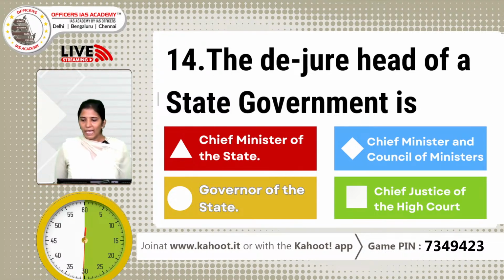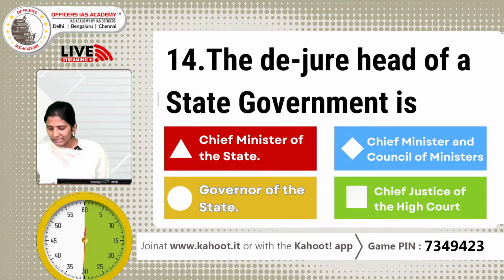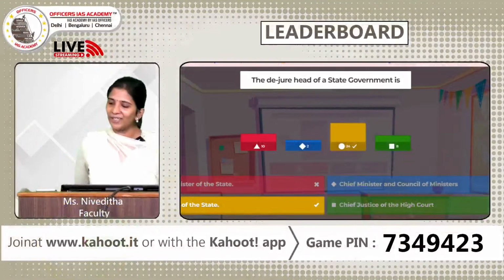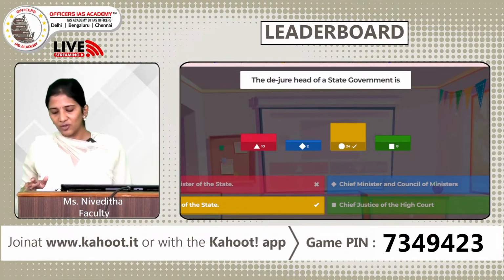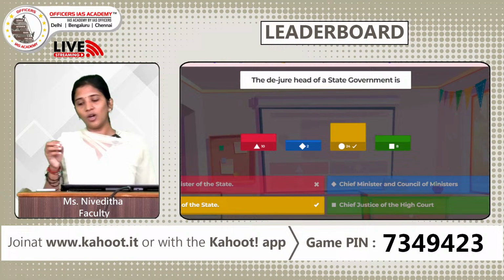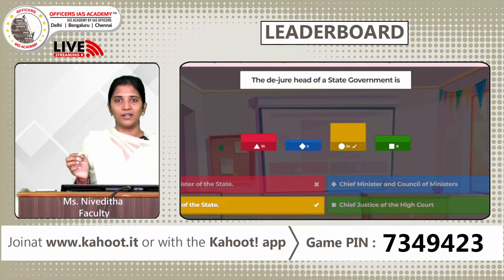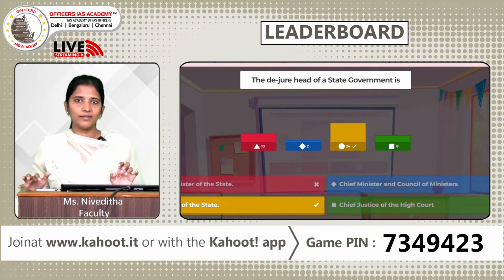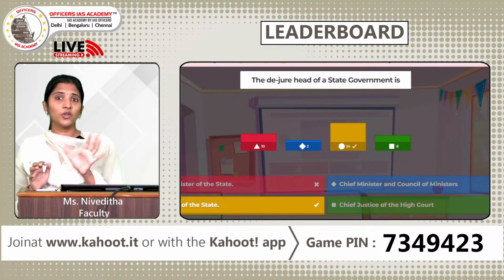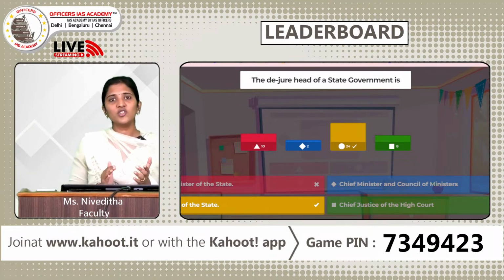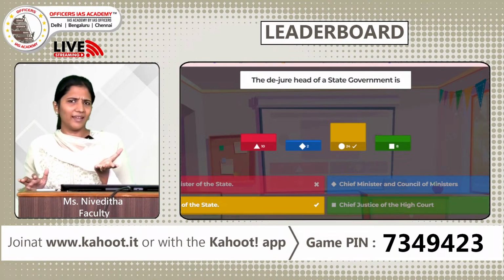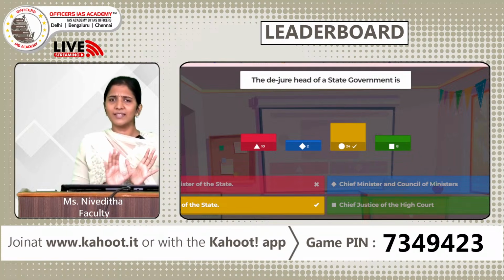Fine. Answer is simple, Governor of the state. Quite a number of people have answered it as Chief Minister of the state. I think people got confused with the word de jure. De jure means nominal. That is, he is the nominal head, not the real head. That is, colloquially we can say it is a namesake head.